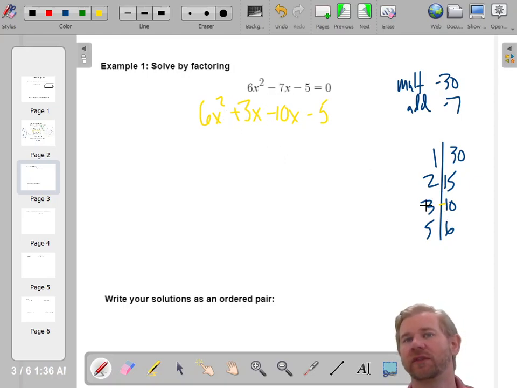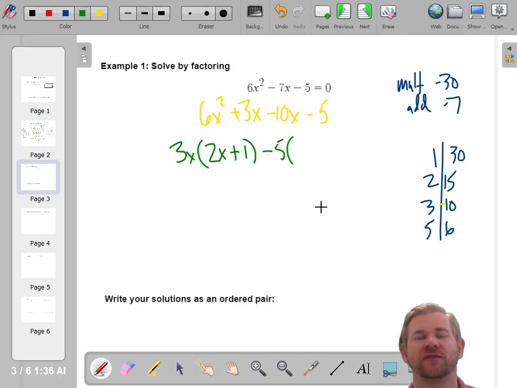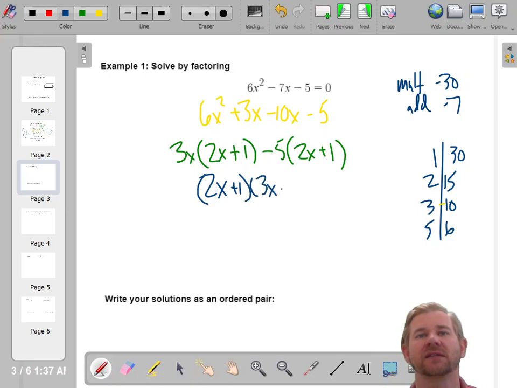I split the middle with 3 and negative 10, and now we factor by grouping. So the first two terms have 3x in common. 3 times 2x will give you 6x squared, plus 3x times 1 gives you 3x. Minus 10 and 5 are both multiples of 5. Negative 5 times positive 2 gives you negative 10. And negative 5 times positive 1 gives you negative 5. Hey, we're in the game. 2x plus 1, 3x minus 5.